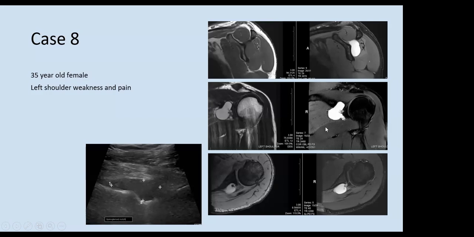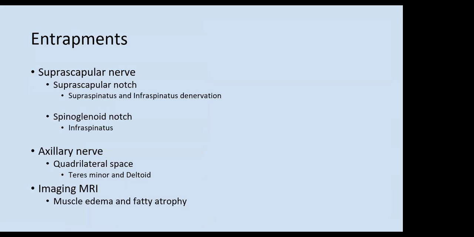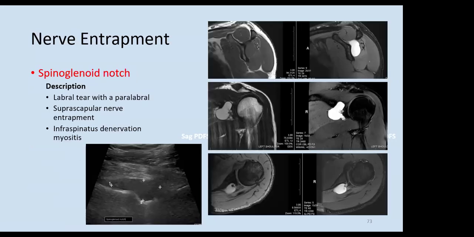If you compare the infraspinatus muscle to the teres minor muscle, for example, we see there is infraspinatus edema. So this is a case of entrapment neuropathy, and there are different types of entrapment neuropathy. This is the entrapment neuropathy in the spinoglenoid notch because of the entrapment of the suprascapular nerve in the spinoglenoid notch. Remember, if you get entrapment of the suprascapular nerve in the spinoglenoid notch, you get denervation myositis of the infraspinatus muscle.